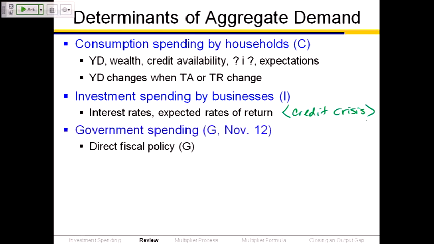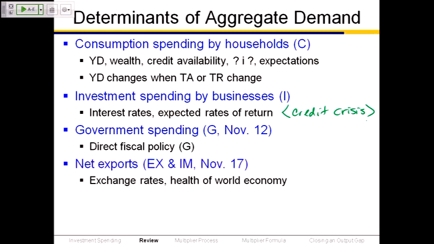Starting Wednesday, we'll look at the role of government spending, the G of C plus I plus G, the third of our components of aggregate demand. And then next Monday, we'll look at net exports, the role of exports and imports, and the determinants of what changes exports and imports. We'll do that on Monday the 17th. And then on the 19th, we have the short midterm 3.